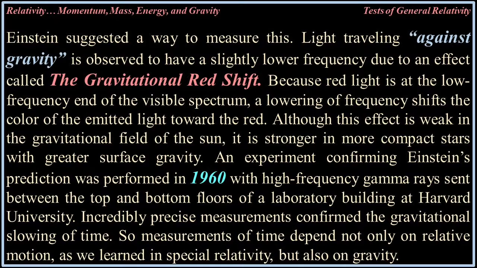Although this effect is weak in the gravitational field of the Sun, it is stronger in more compact stars with greater surface gravity. An experiment confirming Einstein's prediction was performed in 1960 with high-frequency gamma rays sent between the top and bottom floors of a laboratory building at Harvard University. Incredibly precise measurements confirmed the gravitational slowing of time. So measurements of time depend not only on relative motion, as we learned in special relativity, but also on gravity.